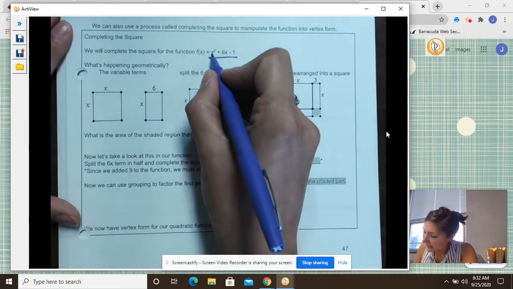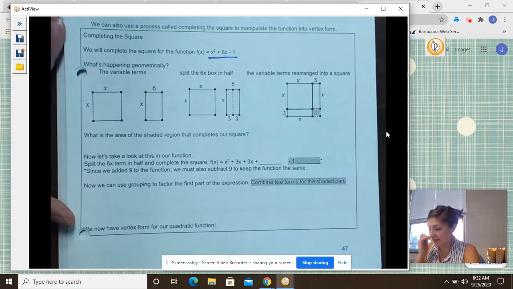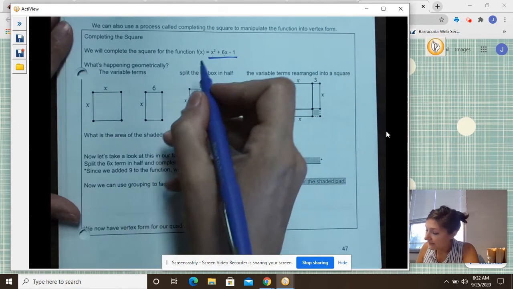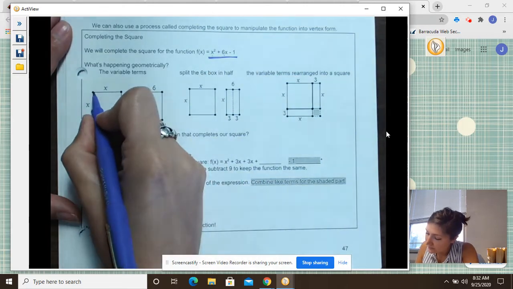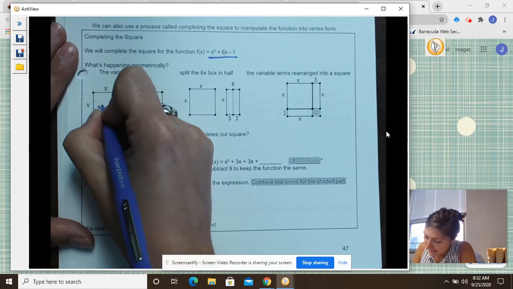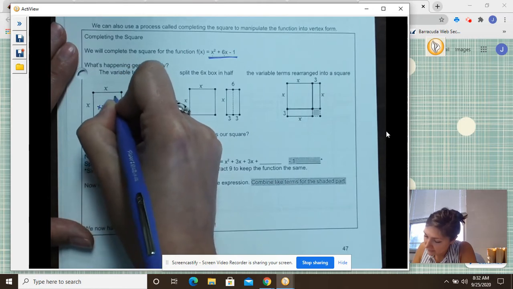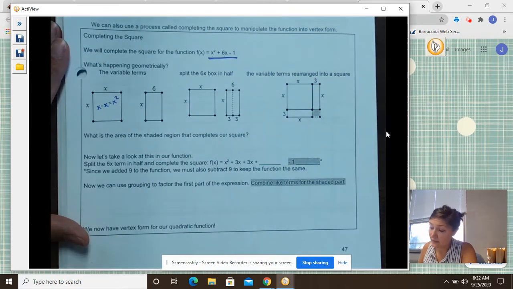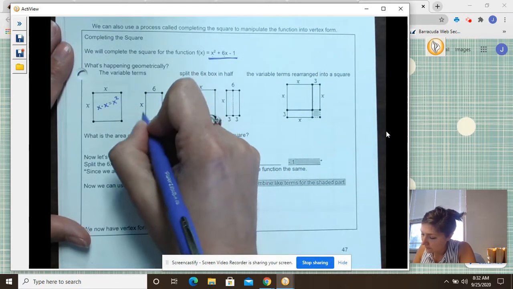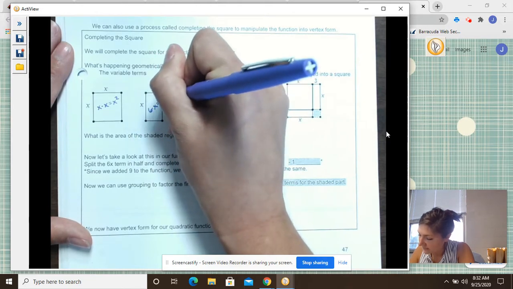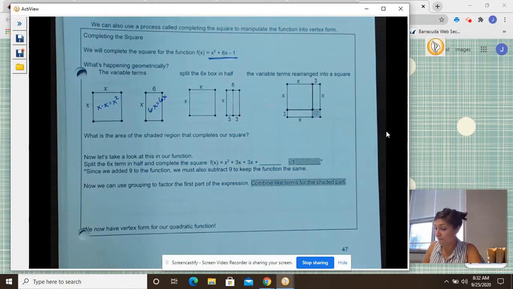So each of these terms we could represent geometrically. We could represent with, say, an algebra tile. This x squared piece would be a square that's x by x, okay? If we thought about its area, that would be x times x, which is x squared. This 6x piece we could think about as being a rectangle that is 6 by x. If we thought about its area, 6 times x would give us 6x for its area.